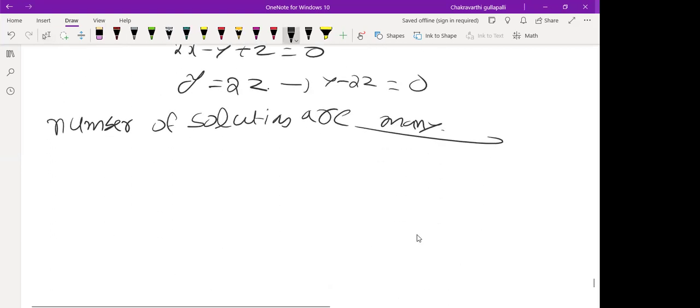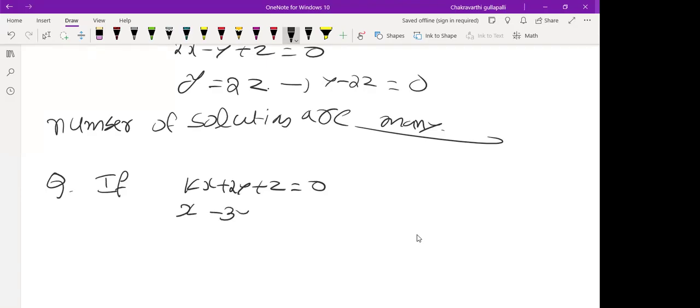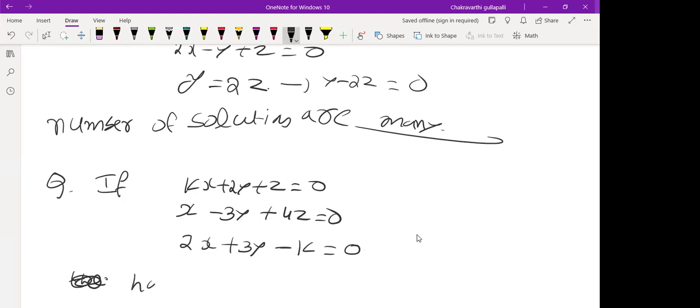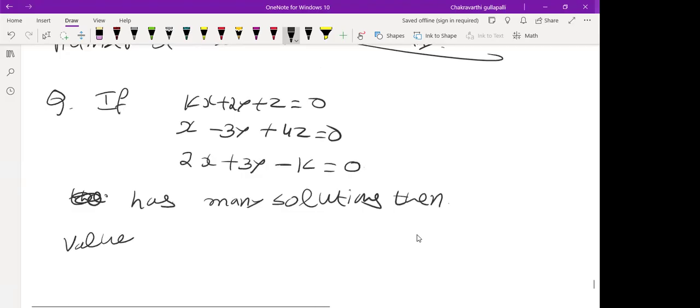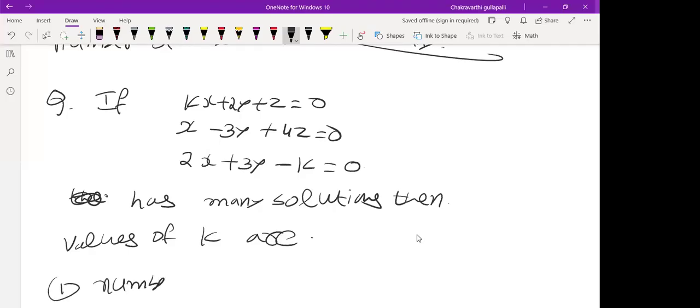I'll solve one. If the equations kx plus 2y plus z equal to 0, x minus 3y plus 4z equal to 0, and 2x plus 3y minus kz equal to 0, then if the system has many solutions, then the values of k are, and the number of real values of k.